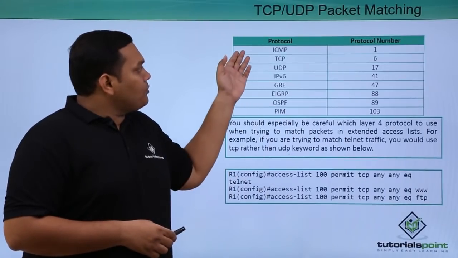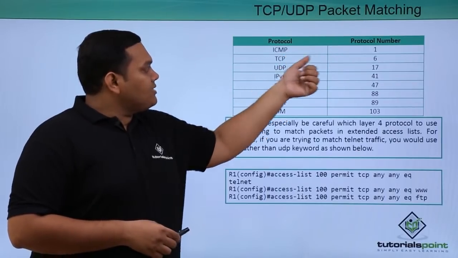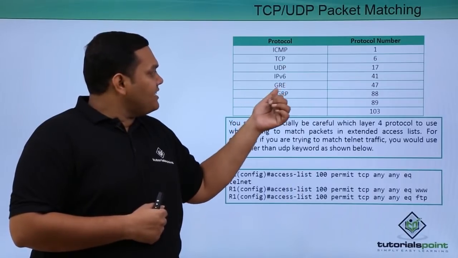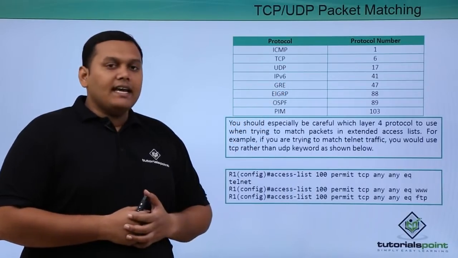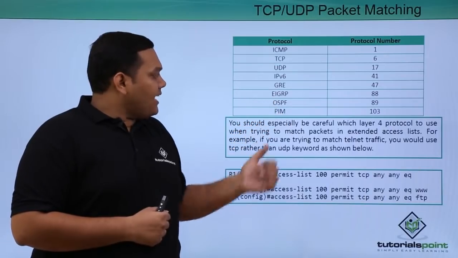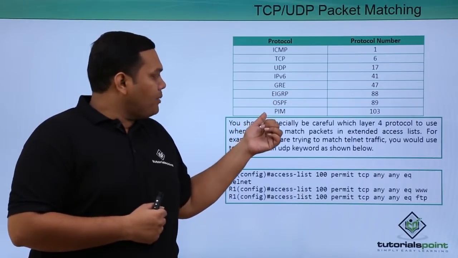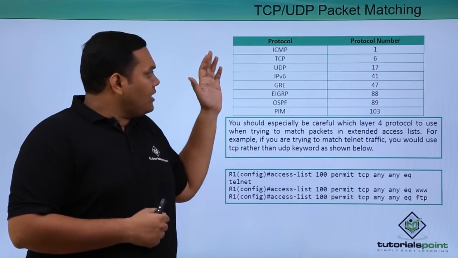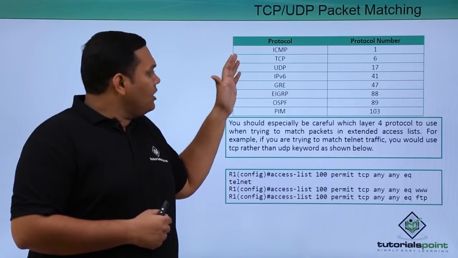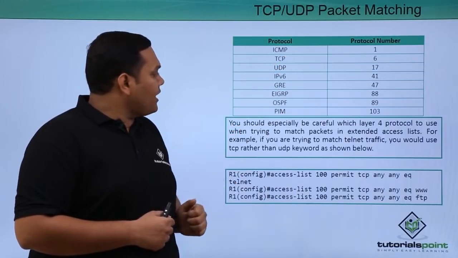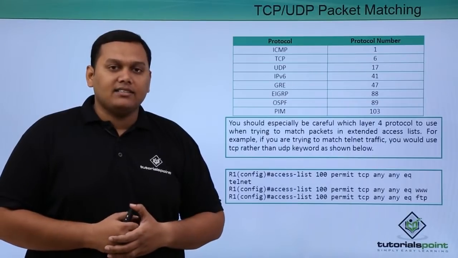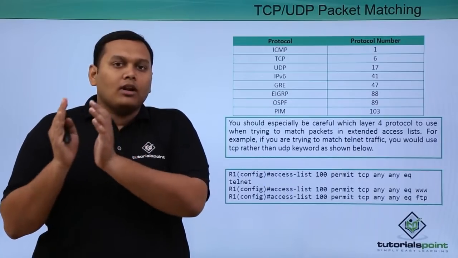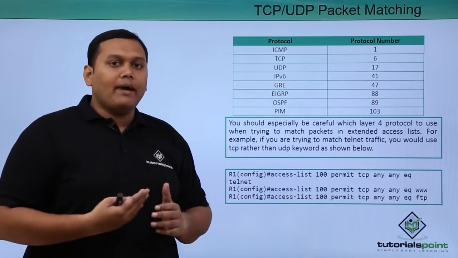If you see the protocol and protocol number, ICMP is given protocol number 1, TCP is 6, UDP is 17, IPv6 is 41, GRE is 47, EIGRP is 88, OSPF is 89 and PIM is 103. You should be careful about which layer 4 protocol to use when trying to match the packet in the extended access list. As there are a number of protocols, you should be aware of the protocol and protocol number clearly so that it can match the packets coming in.